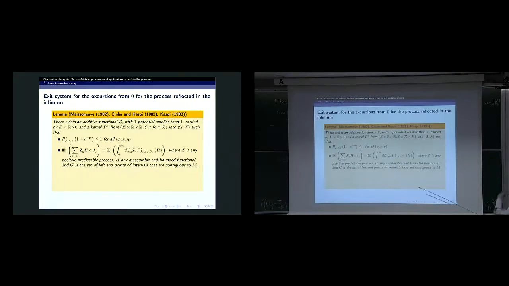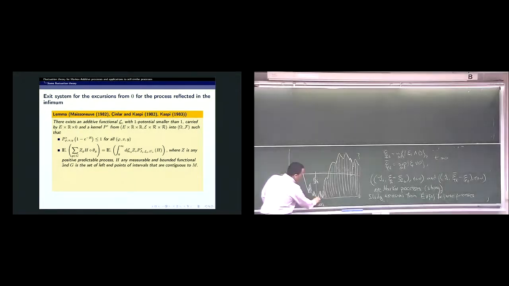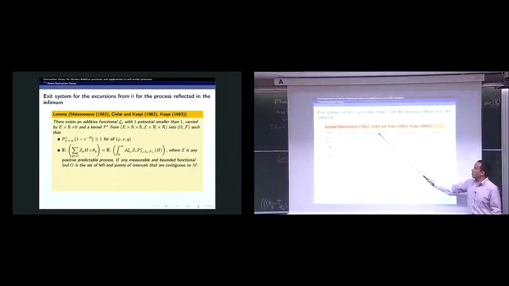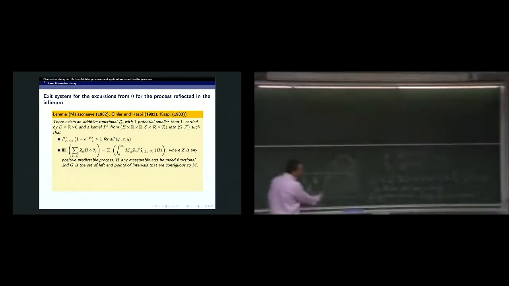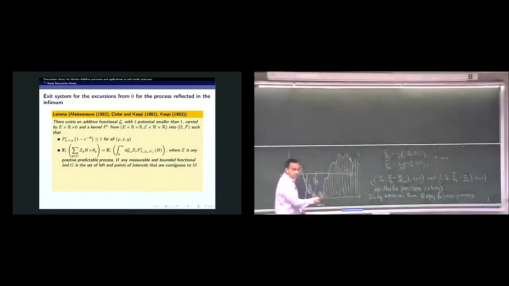And then we can use this theory of Maisonneuve that was later extended by Getoor and Sharpe, that tells us that there is an additive functional L, that is the local time. This is telling us how much time my process is spending on zero, like in here. So I reach a new infimum, I spend some time in zero. So this tells me how much time I spend in zero. And it tells me also that there is an excursion measure. So I get a kernel now that describes the excursions, but it will depend on the colors.